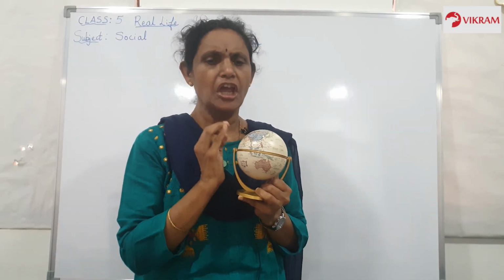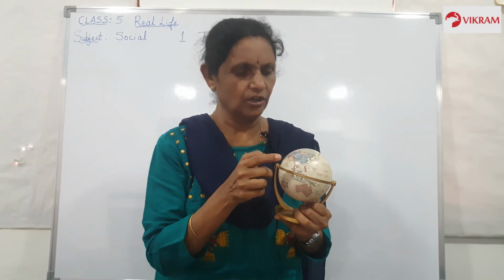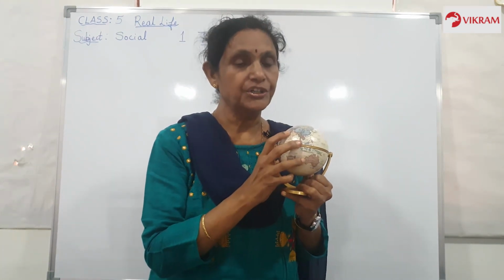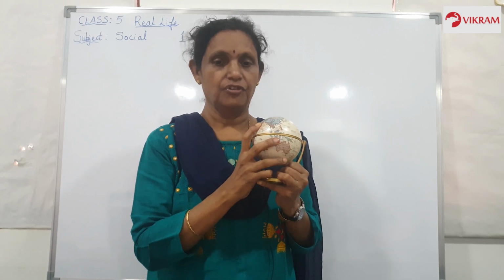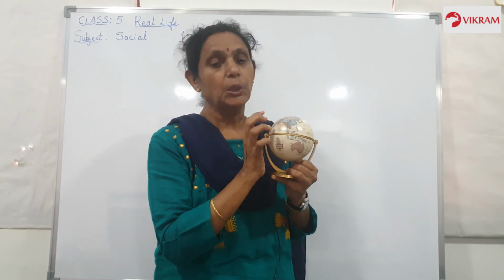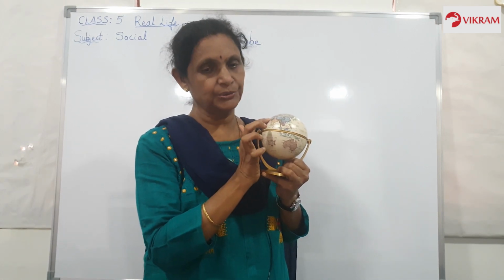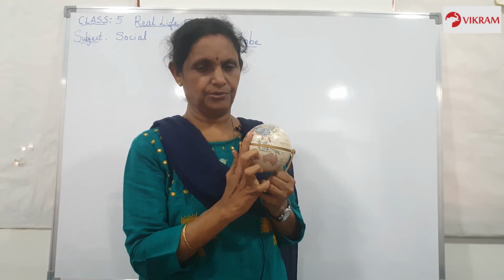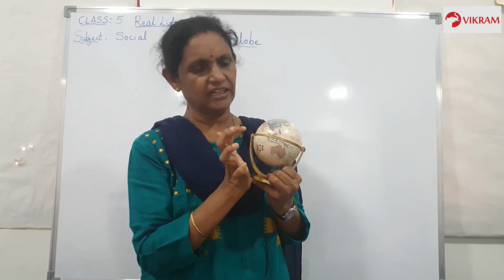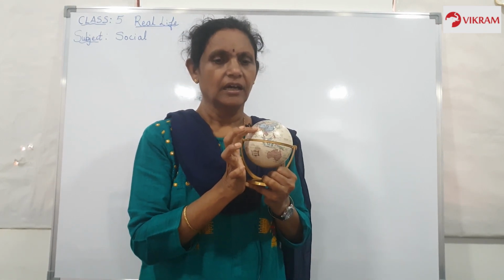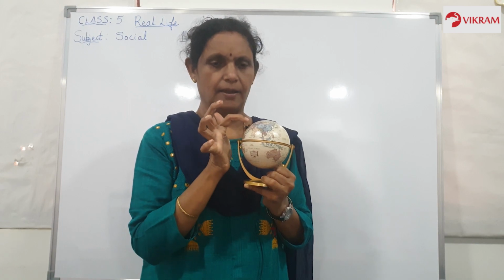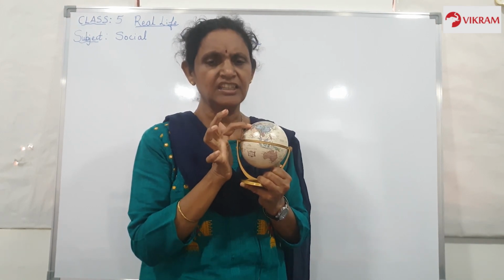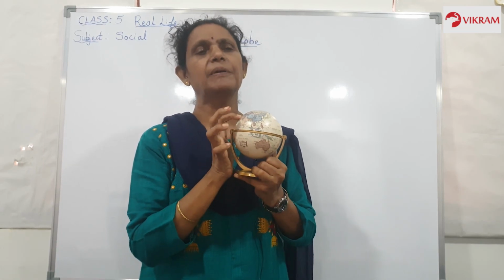For example, if we want to know the location of Delhi on a globe, we have to know the latitude and longitude of Delhi. We know that Delhi is located at 28.6 degrees latitude and 77.2 degrees longitude. The point where these two lines meet is the place Delhi. In this way, we can locate any place on the globe.